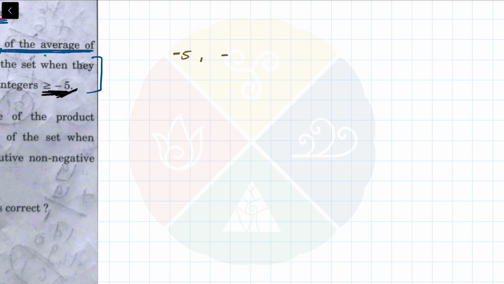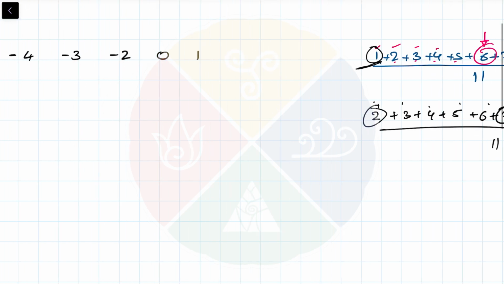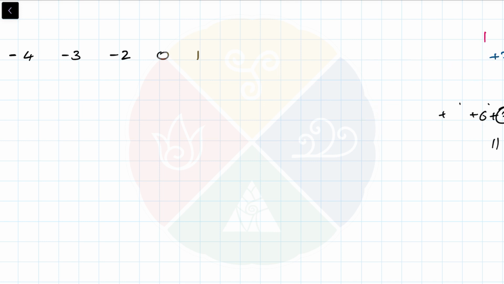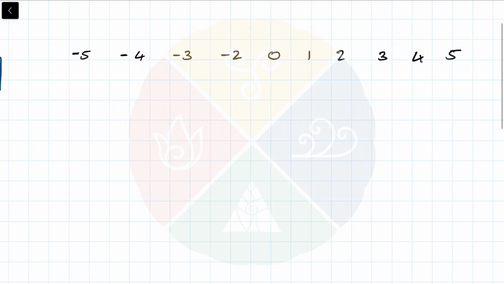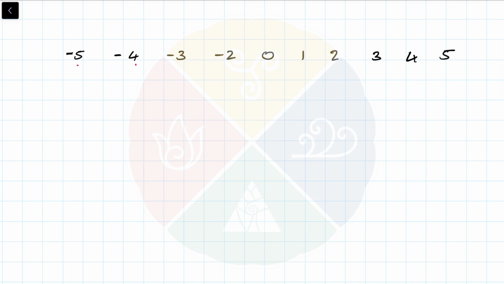So minus 5, minus 4, minus 3, minus 2, 0, 1, 2, 3, 4, 5. If you look at this, we have 11 numbers, right? 1, 2, 3, 4, 5, 6, 7, 8, 9, 10. That's only 10 numbers. Oh, I missed minus 1.